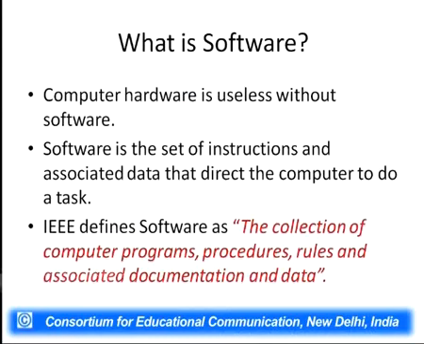So a computer software can be defined as the collection of computer programs, procedures, rules and associated documentation and data. This definition goes beyond the concept of a computer program, and it says that a software is not just a program, but also the procedures which are followed, the rules which are to be undertaken, and all the associated documents which are generated or required for the understanding of the software or of the system per se. They all are a part of the software itself. So it is much beyond the simple program.